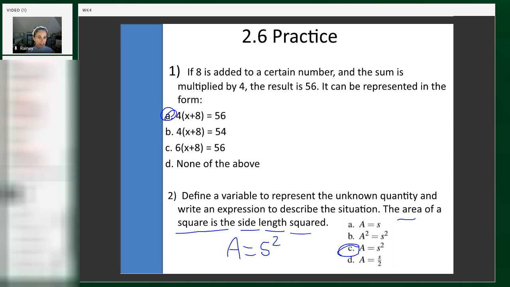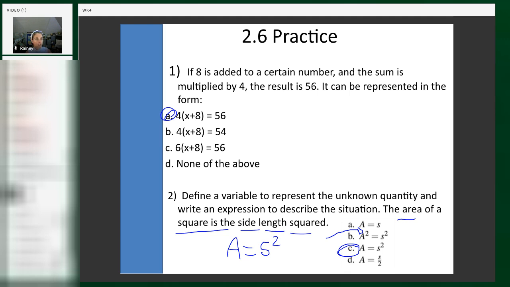Why is it not B? You wouldn't have that square up here on that one. Yes, be careful. Be careful. All right, good job. Oops. This is going crazy. All right, we did that one.